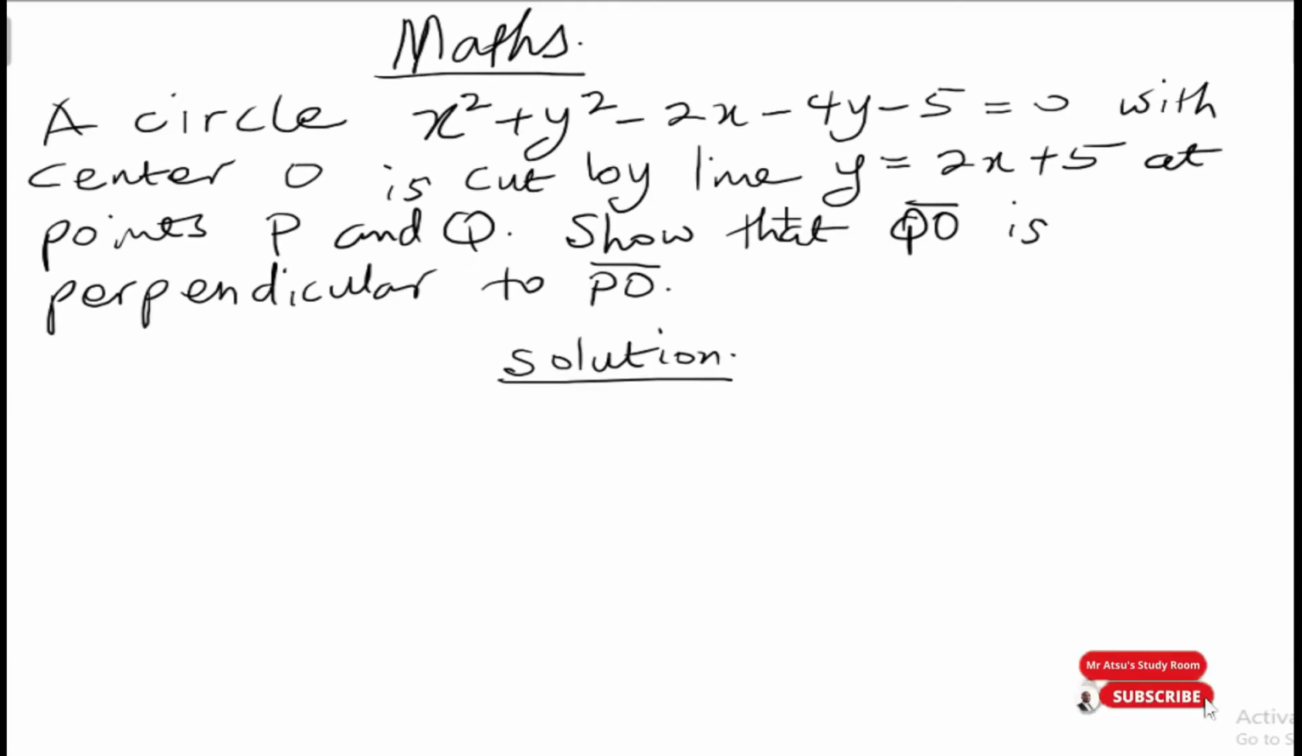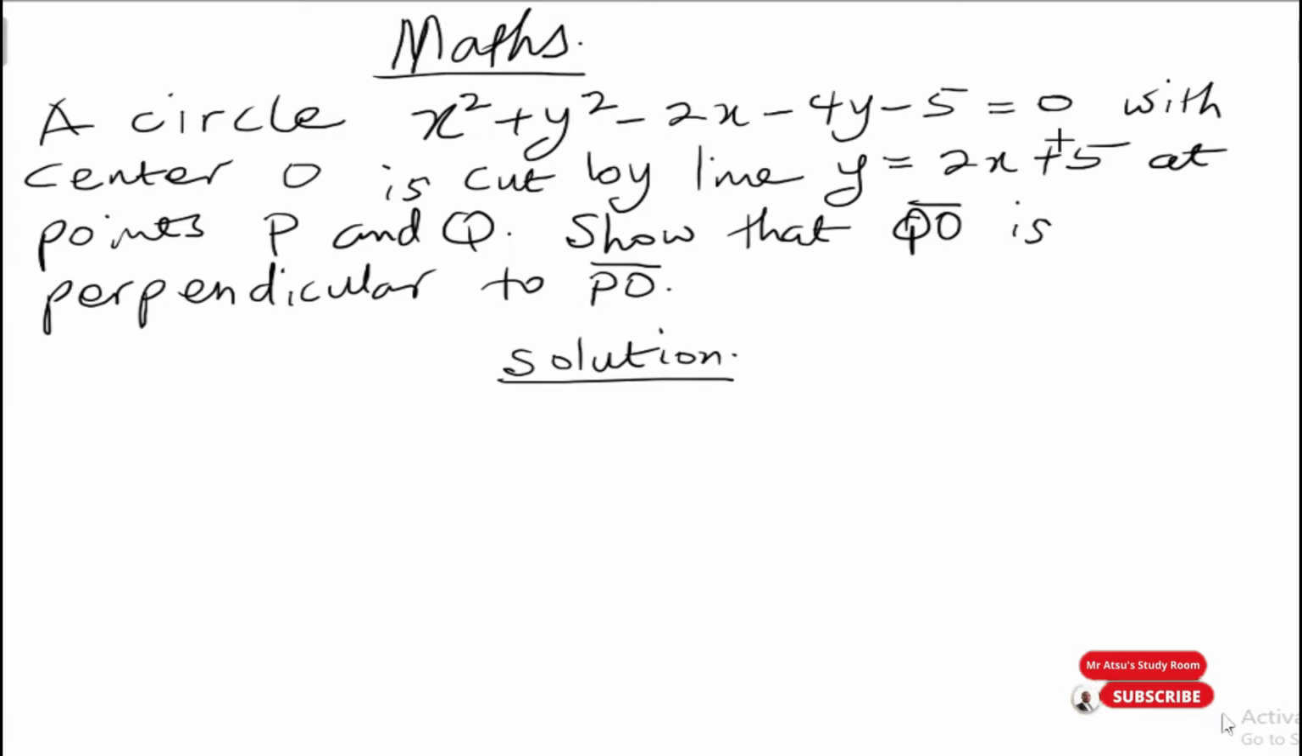Today we are solving a WASSCE hard math question which says that a circle x squared plus y squared minus 2x minus 4y minus 5 equals 0 with center O is cut by line y equals 2x plus 5 at points P and Q. Show that line segment QO is perpendicular to line segment PO.